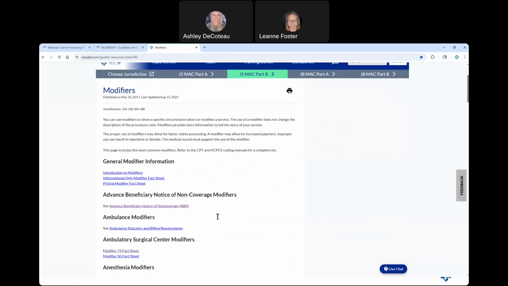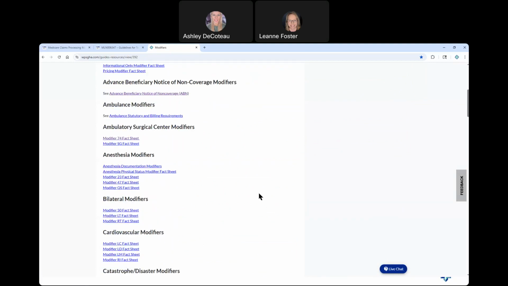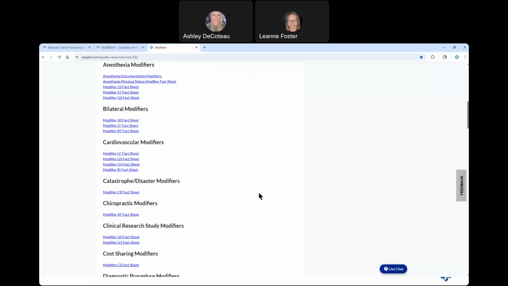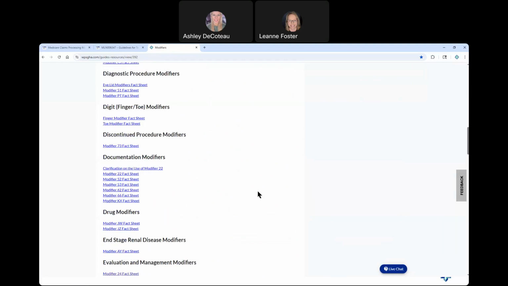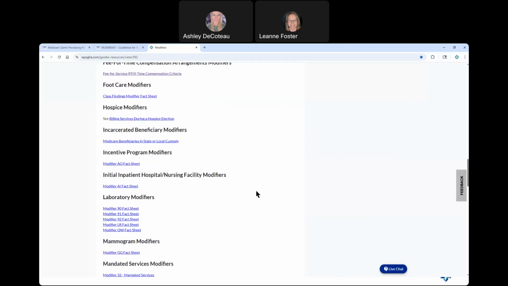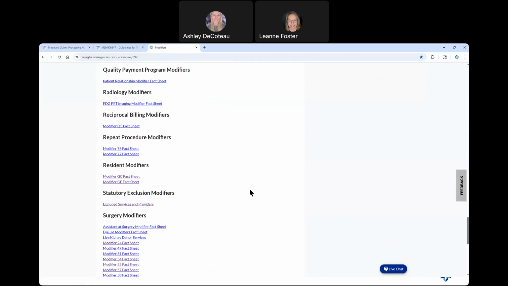So here's our modifiers page. And this has the most common modifiers that are organized by category, each with a hyperlink to a fact sheet for that modifier. And I'm going to continue to scroll down until I find resident modifiers. And you see here we have fact sheets for the GC and the GE modifier.